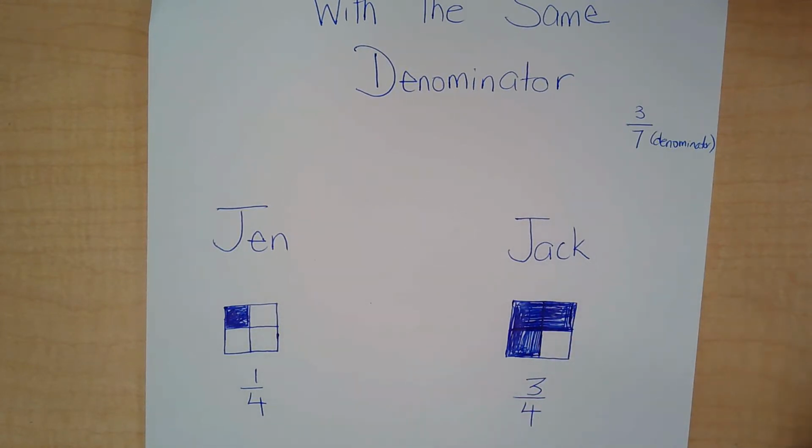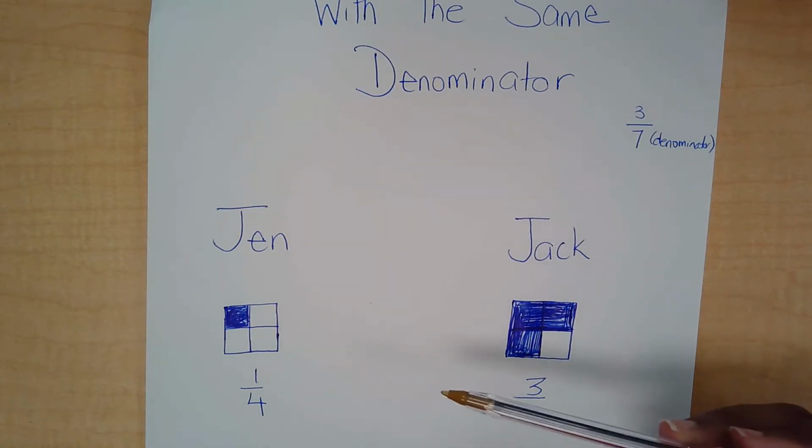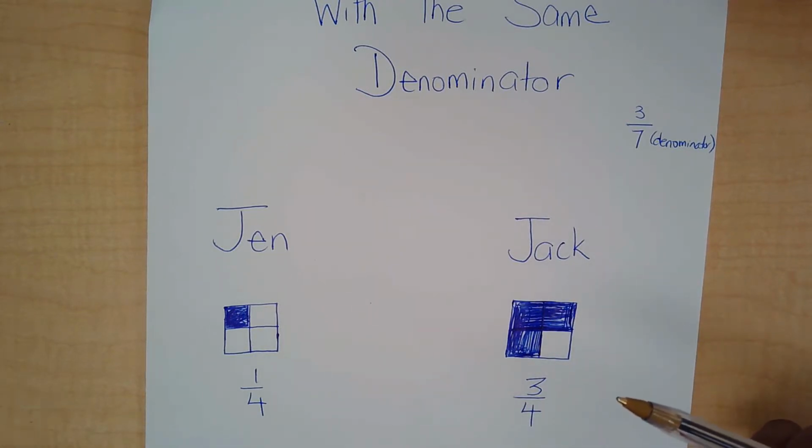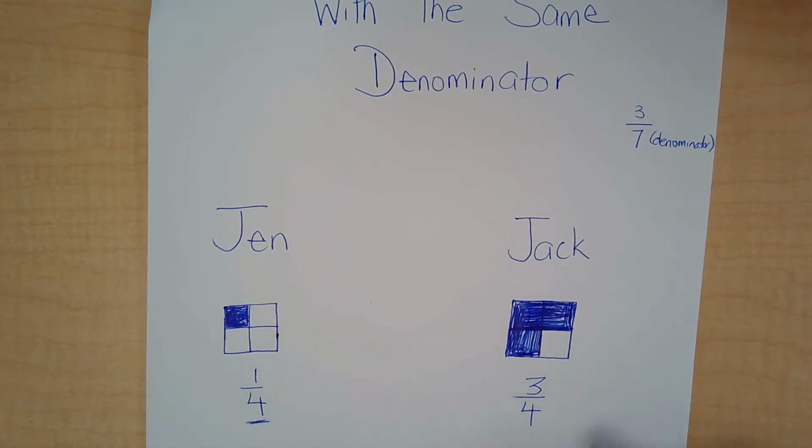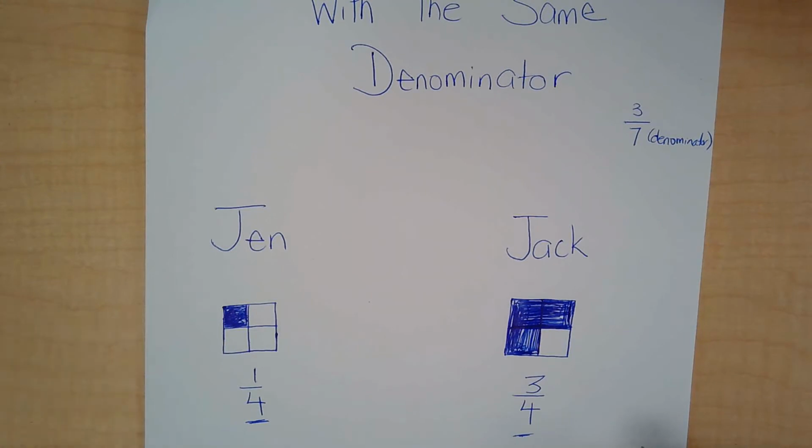So how can we compare this? How can we compare fractions with the same denominator? Well, you can compare two fractions with the same denominator, because here this is 4 and this is 4, by comparing their numerator. You would just focus on their numerator to determine which one is greater. Now, the one with the greater numerator is usually the greater fraction.